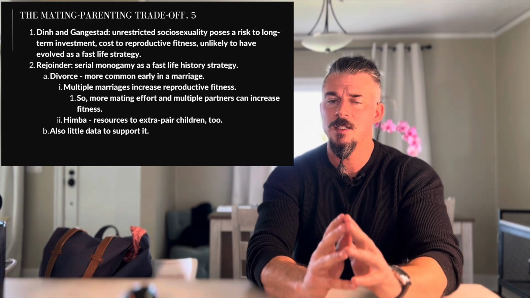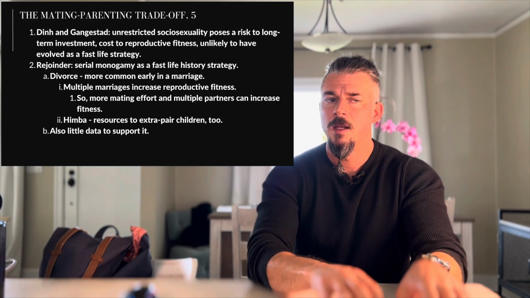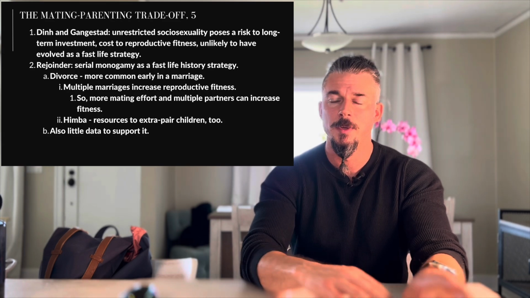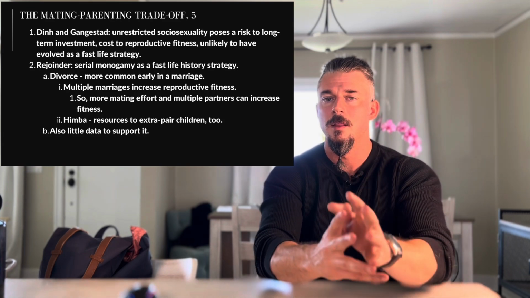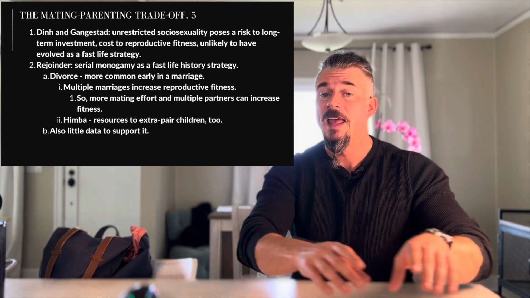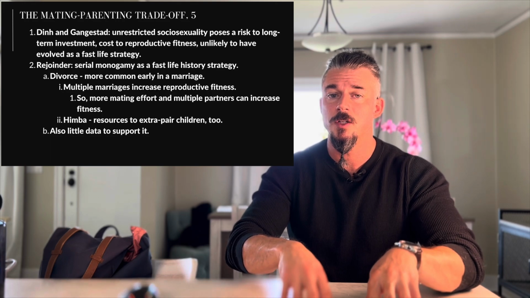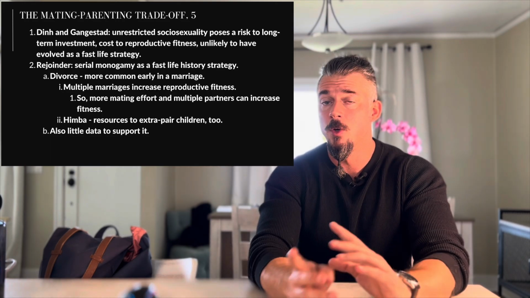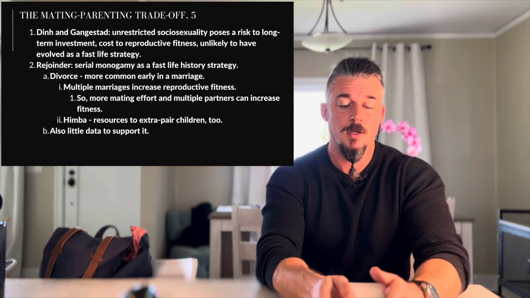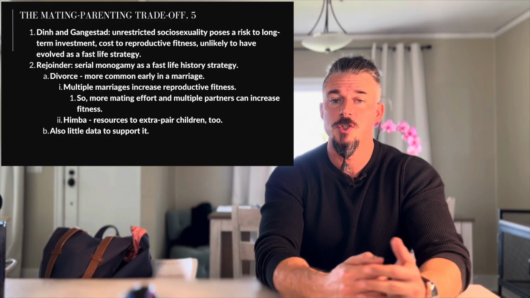But Del Giudice says serial monogamy can also be interpreted as a fast life history strategy. It's not just permanent pair bonding across the lifespan. It can go from one partner to another partner to another partner, and that can also have benefits to fitness. You could interpret that as a fast life history strategy to some extent. Divorce, what we see, is more common early in marriages, for example, and we're talking about what we tend to think of as long-term relationships.